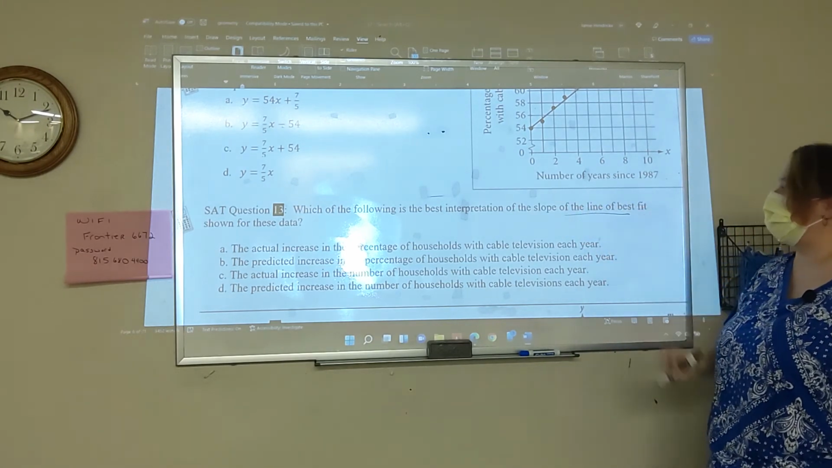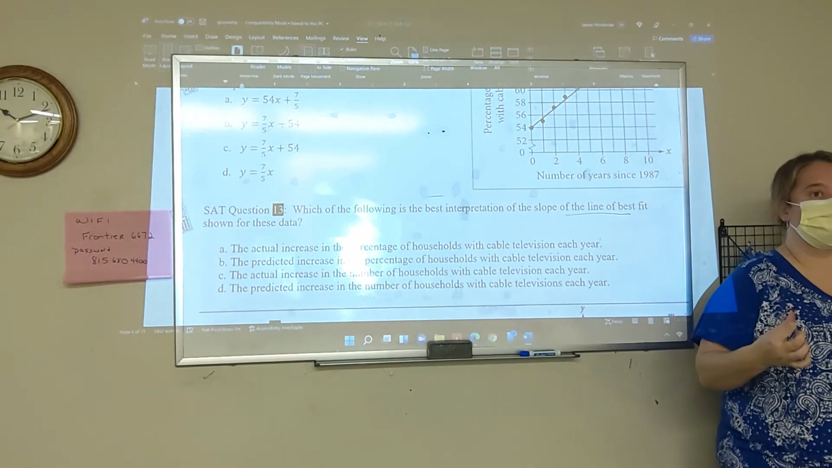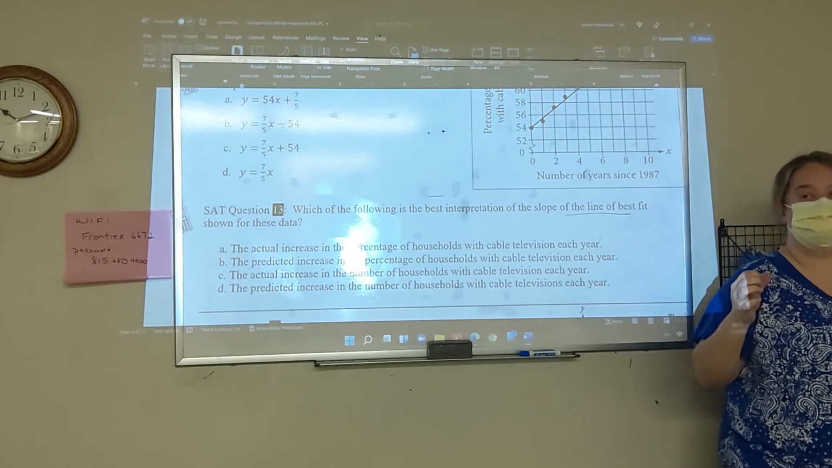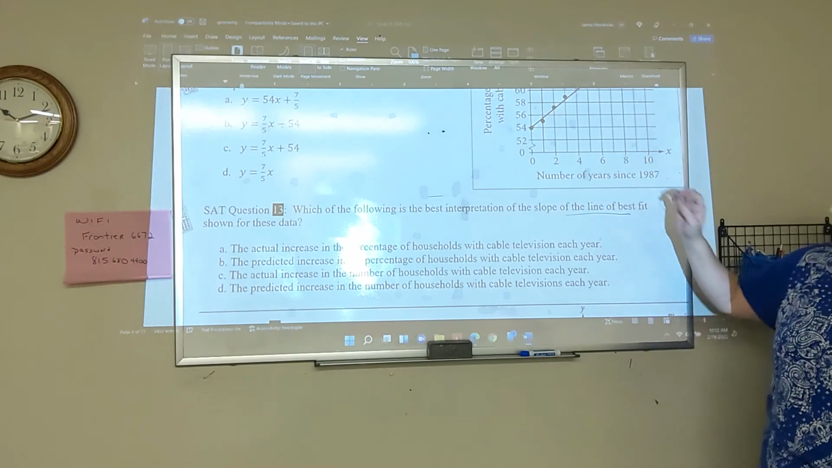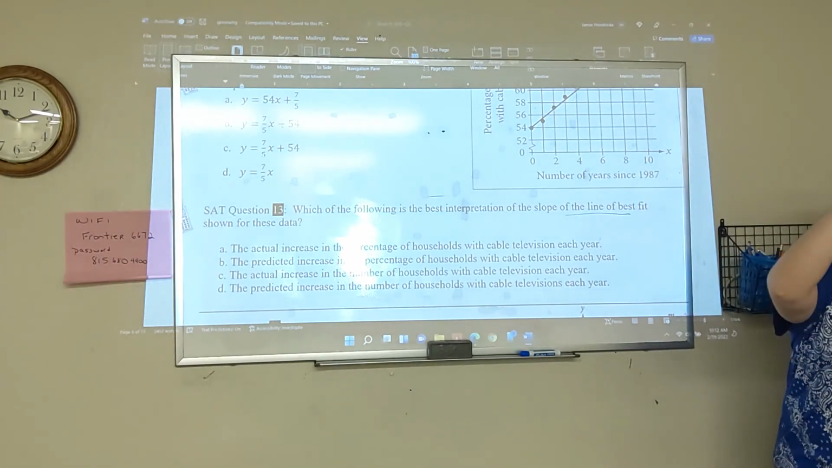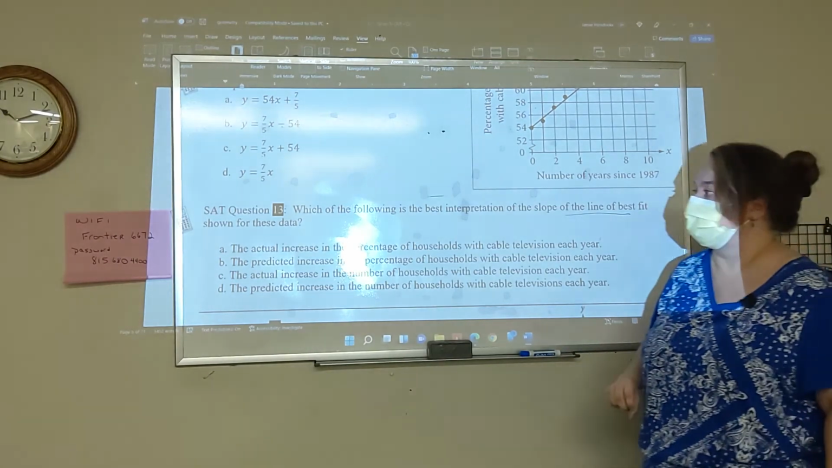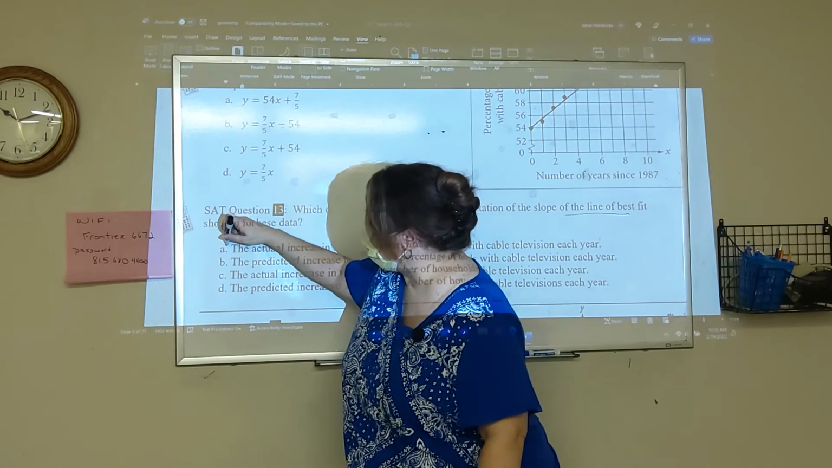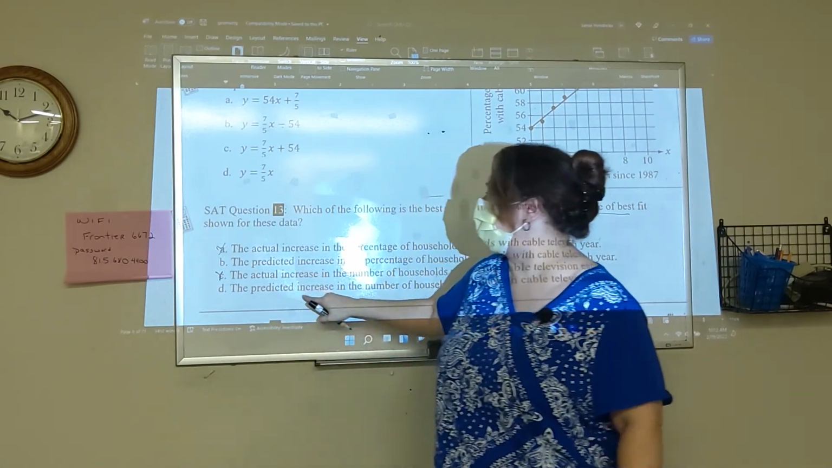So if we're talking about the line of best fit, are we talking about actual data, or are we talking about a prediction or a model? Talking about a prediction or a model, okay? Your SAT will always use the words prediction or model when they're talking about line of best fit. You're always looking for one of those two words. So if we go down into our answers, we can get rid of the two that say actual. So get rid of A and get rid of C. You know it's either B or D.